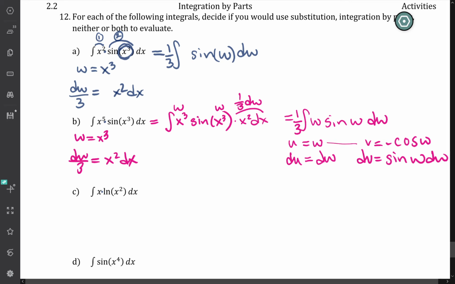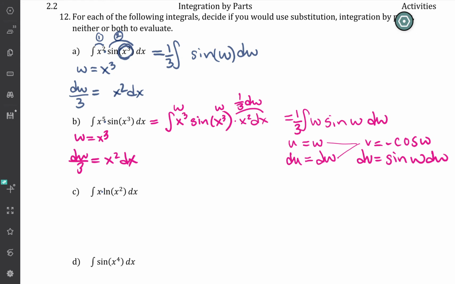You'll have your u times v, but the integral will only have a negative cosine w dw, so that will be really easy to integrate. So the first one, straight up substitution. The second one, substitution to make it a little nicer, followed by parts.